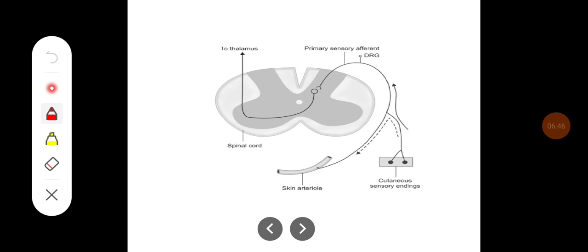Normally, cutaneous nerve endings also send some nerve fiber collaterals to the arterioles of the skin. When the cutaneous nerve endings are stimulated, some of the impulses are conducted antidromically to the blood vessels, and they are going to lead to the arteriolar vasodilatation, and that will be responsible for the flaring response.